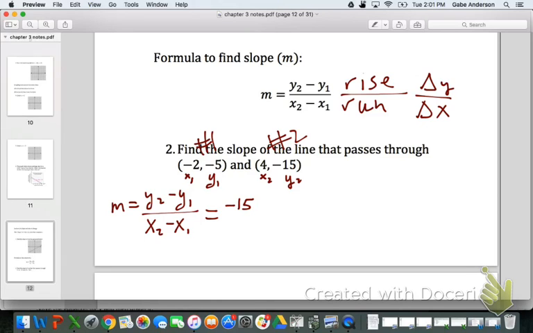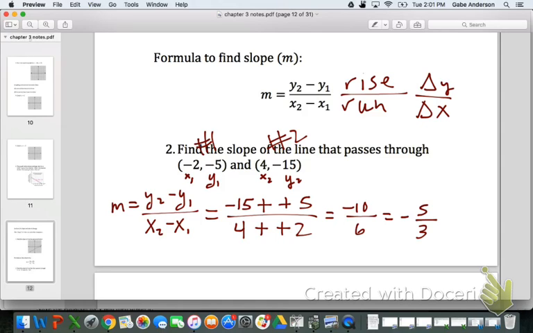Here's where there's some danger. Please watch. Minus negative 5, right? So that's 5. So it'll end up being plus. You're right. x2 is 4 minus x1 is negative 2. So once again, that'll end up being a plus when we finish this. Okay, so plus a positive, I end up with negative 15 plus 5, negative 10. 4 plus 2 is 6. So if I reduce this, I would end up with what? Negative 5/3. Yep.